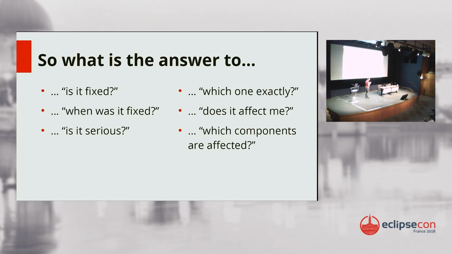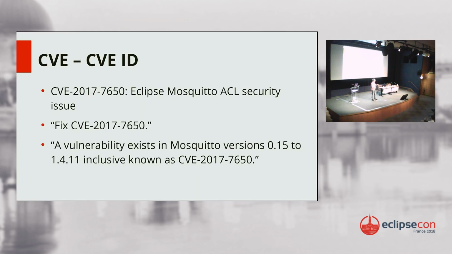The idea is to have a CVE and a CVE ID, which exactly identifies that problem. Here's an example of a CVE ID, for example, for Eclipse Mosquitto. Eclipse Mosquitto had some issue. There was some report coming in like, oh, this is completely insecure. And there's a CVE ID assigned. And you can write in the changelog simply something like, we have a fix for CVE number this and that.